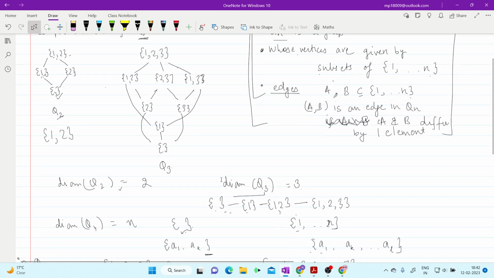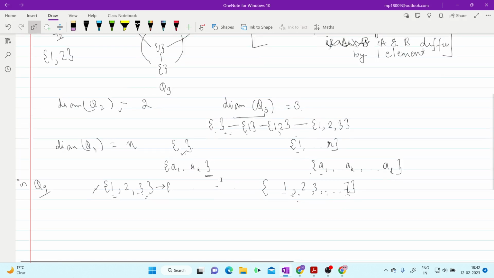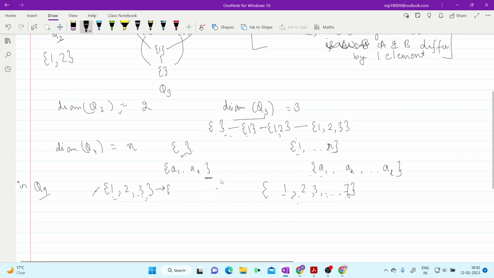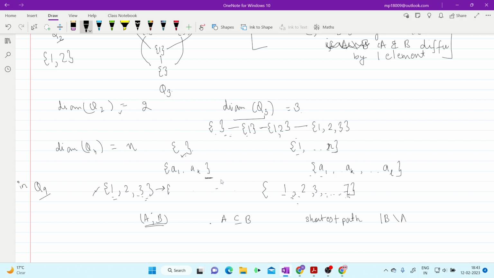Okay, there are other scenarios also. So see, 1 2 and 1 3. We have checked that if we want to compute the shortest path between A and B, and if A is a subset of B, then the shortest path comes out to be of order B minus A. But what if A is not a subset of B?